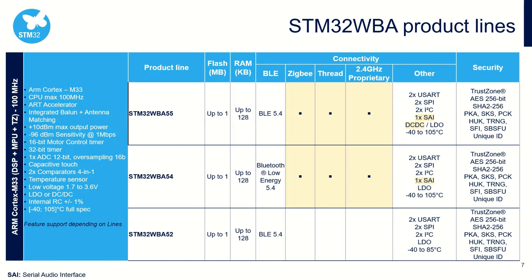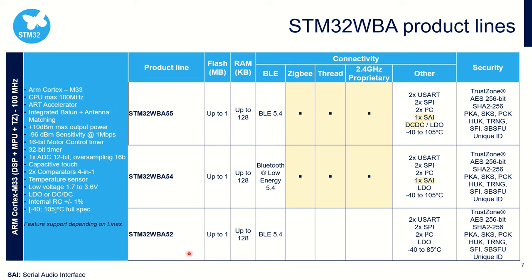Now let's look a little more at the different product lines inside the STM32WBA series. This product is based on the Cortex-M33 core with DSP, MPU and TrustZone, running up to 100 MHz. This blue block is a common peripheral set shared between all the different lines. It has a flash accelerator, 10 dBm output power, and minus 96 dBm sensitivity. It has motor control timers, a 12-bit ADC, capacitive touch, two comparators, and a VCC range from 1.7 up to 3.6 volts, supporting up to 105 degrees. So this is for the common peripherals.